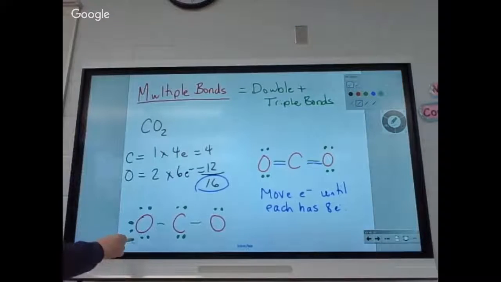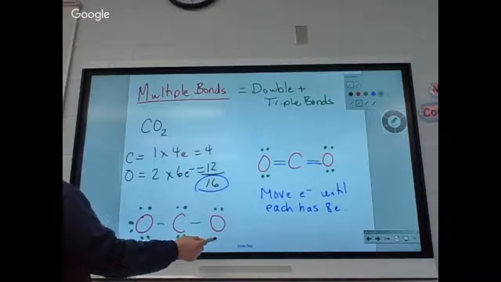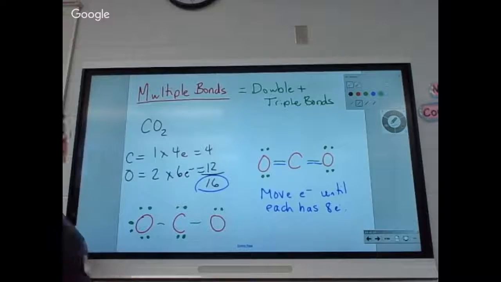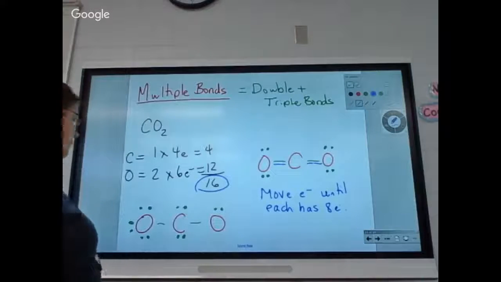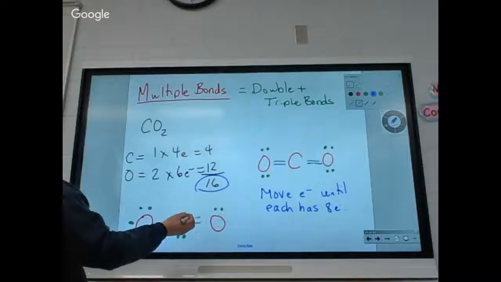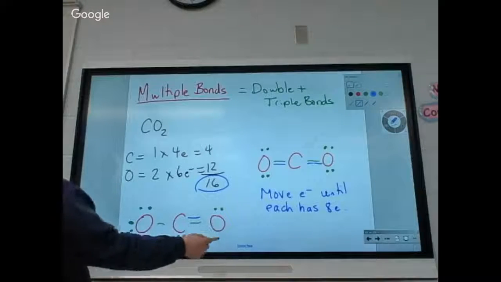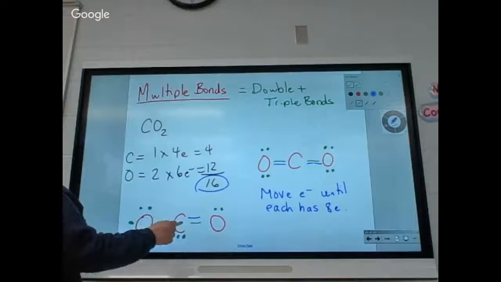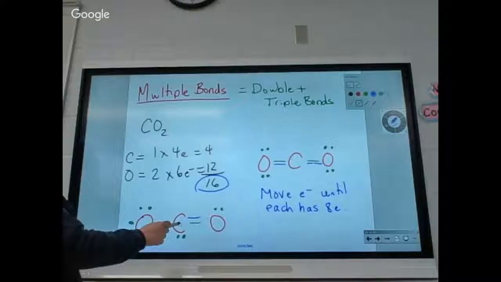This one has how many? 8. This one has how many? Can we help him out? Sure we can. What do we have to do? Move the top 2 where? Right. So now this C has how many? 6. Sorry, the O. The O has how many? 6. And the C has how many? 2, 4, 6, 8. So the C still has its 8, but the O has 6.